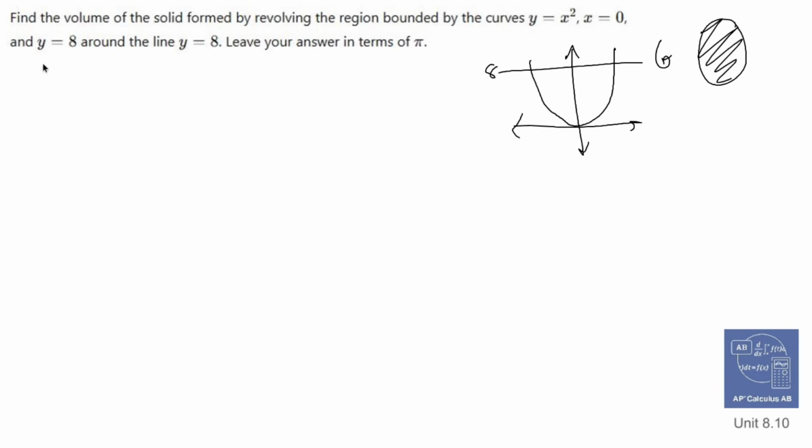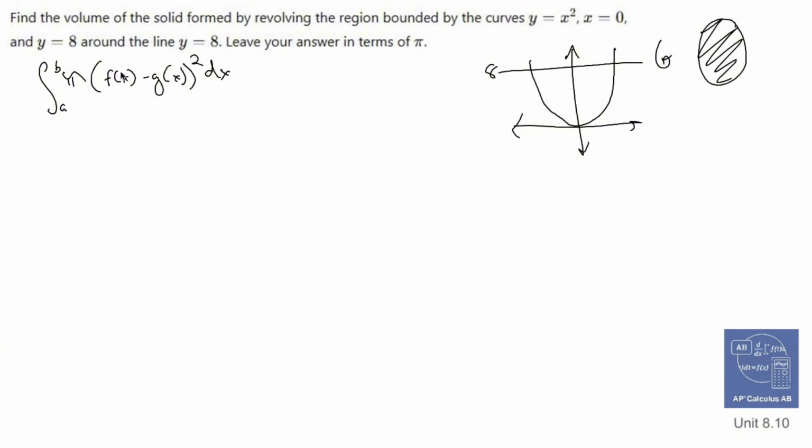The normal disk method is going to be the integral from a to b of pi times f of x squared. But since we're spinning this around a different axis, we're going to do f of x, the original equation, minus g of x, and then square that. So very similar, but not completely the same.